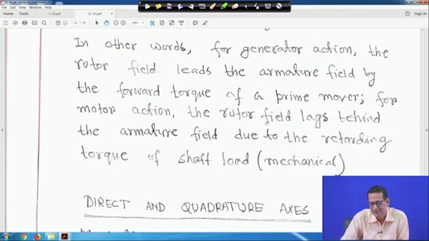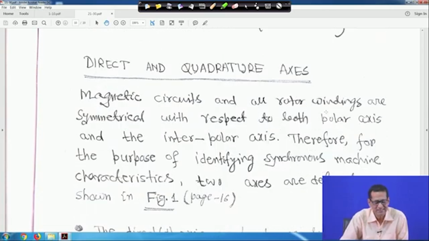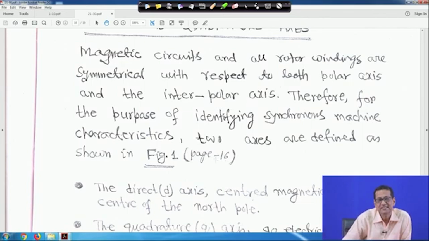For motor action, the rotor field lags behind the armature field due to the retarding torque of the shaft load, that is mechanical type, right. Next is the direct and quadrature axis. Now, magnetic circuits and all rotor windings are symmetrical with respect to both the polar axis and the interpolar axis. This you have already studied in your electrical machines. Therefore, for the purpose of identifying synchronous machine characteristics, two axes are defined as shown in figure 1, that is on page 16. We have already seen the d axis and q axis.